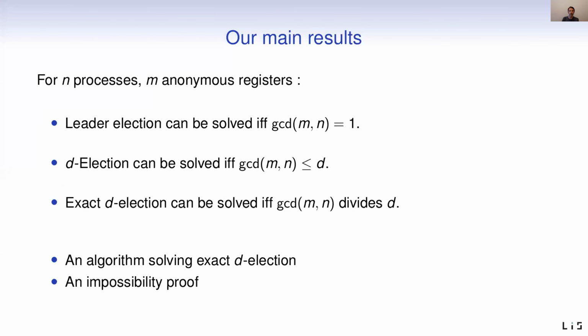So our main results are the following. For n processes and m anonymous registers, leader election can be solved if and only if the greatest common divisor of m and n is equal to 1. De-election can be solved if and only if the GCD of m and n is less than d. And exact de-election can be solved if and only if the GCD of m and n divides d. In order to prove this, we give an algorithm that solves exact de-election and an impossibility proof.